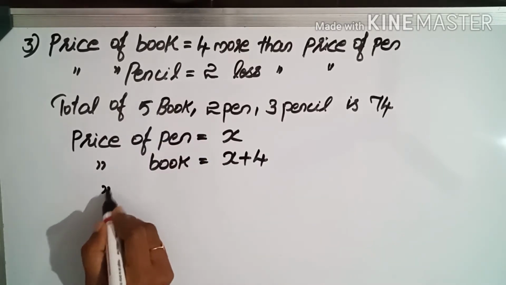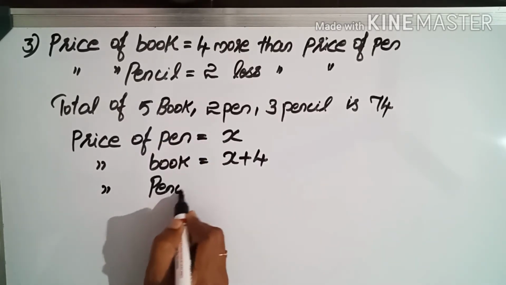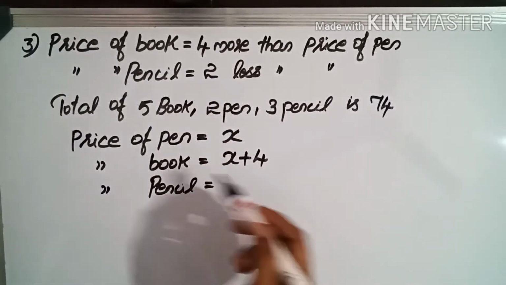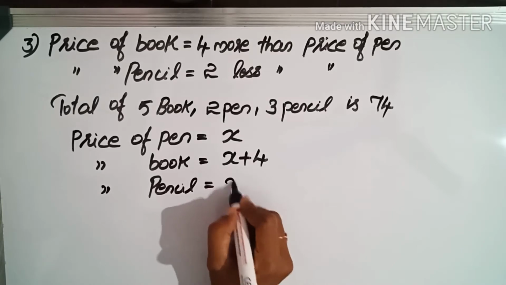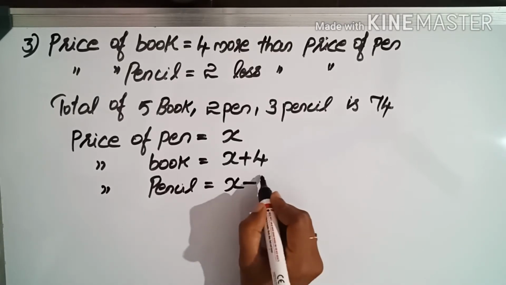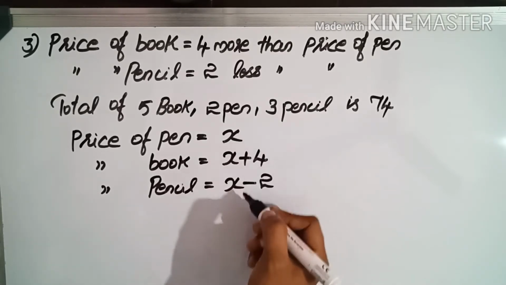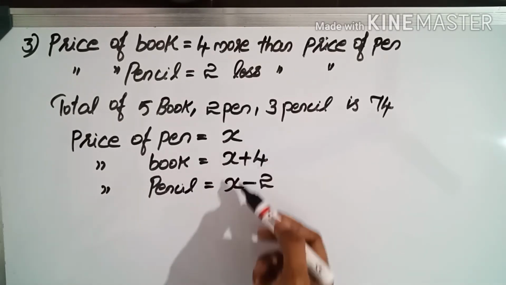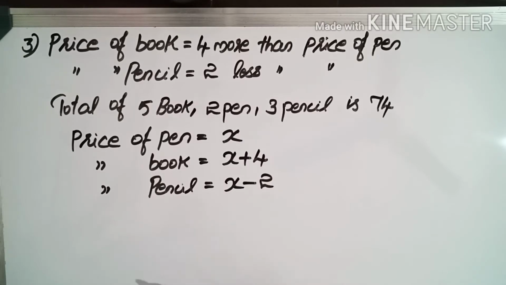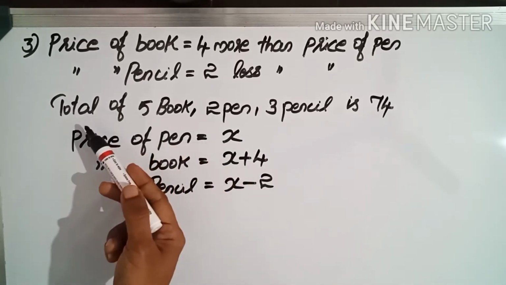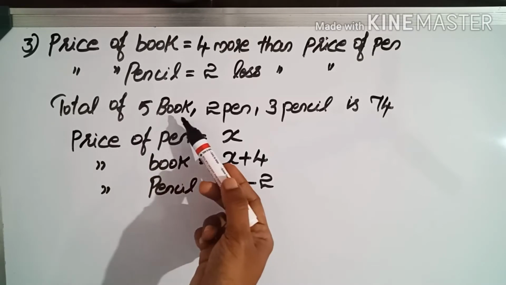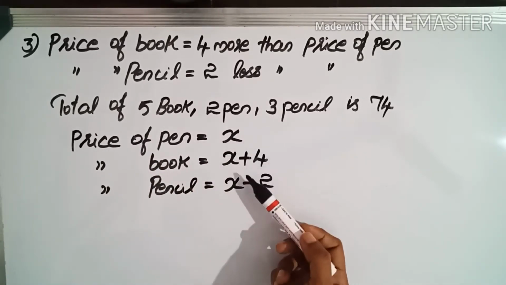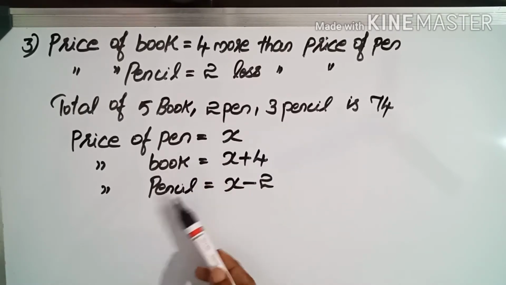Now what will be the price of pencil? Price of pencil is given that 2 rupees less than price of pen. Less means minus. So x minus 2. So we got these three, the price of pen, book, pencil. Now all these values are in terms of a variable. We have to find the exact value. For that it is given total amount of 5 book, 2 pen, 3 pencil is 74. These are price of 1 pen, 1 book, 1 pencil.